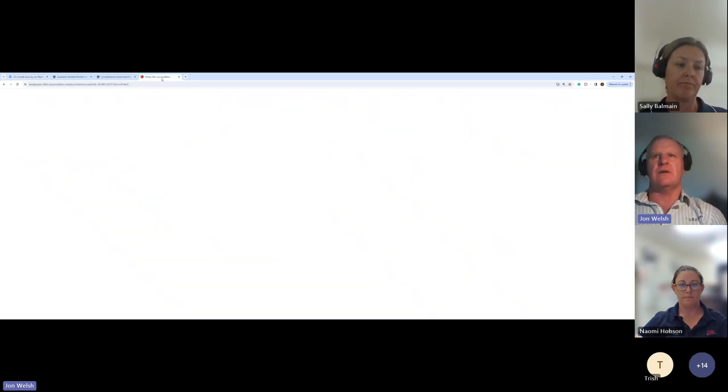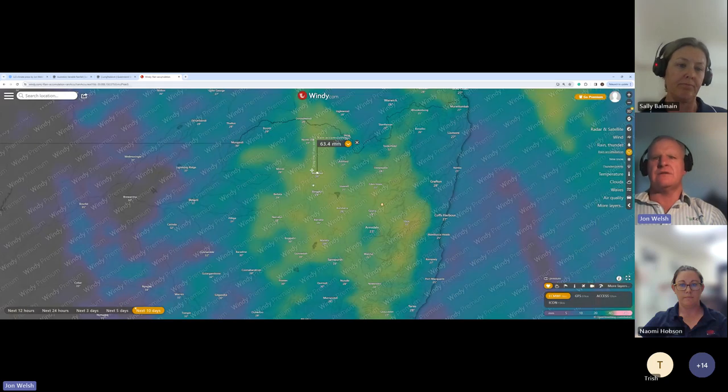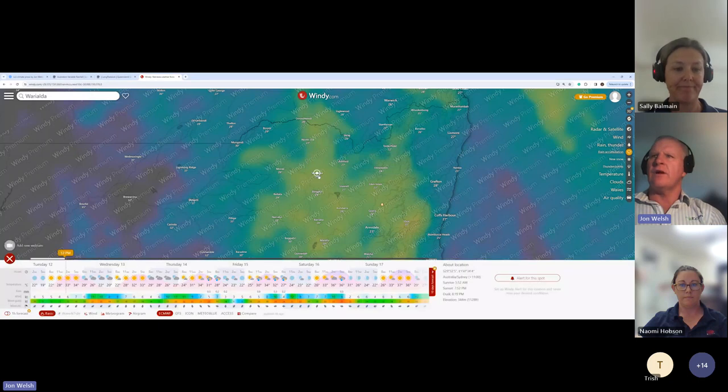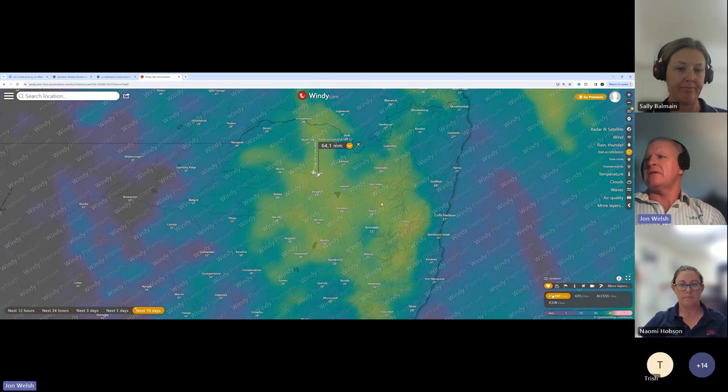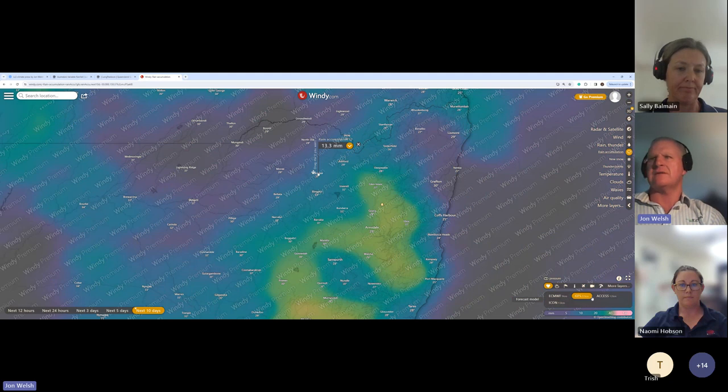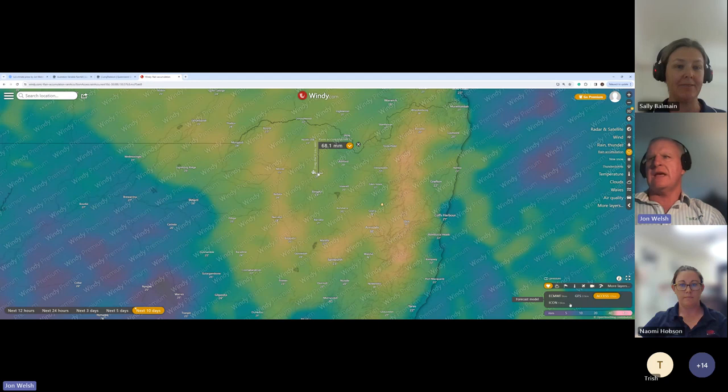I'll just jump out of that tab and show you Windy. This is a terrific app, simply because you can go in and have a look at the ECMWF, the European model, for your location. I've got here where Sally is at Warrialda. If you right click on that location, show weather picker, and you can scroll through your tabs here. This is the GFS US model showing 13 mils, and then you've got the Access model showing 68 mils. So you've got a nice geographic visual assessment of where that rain's going to fall.